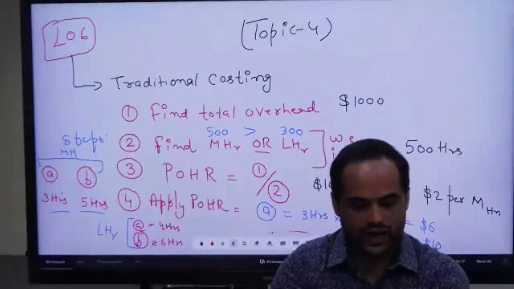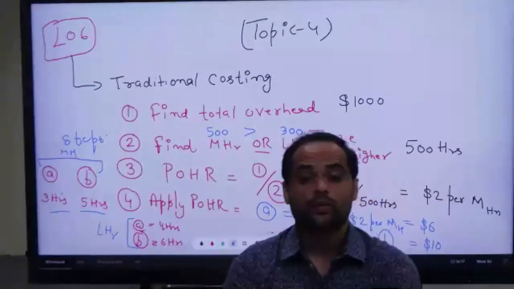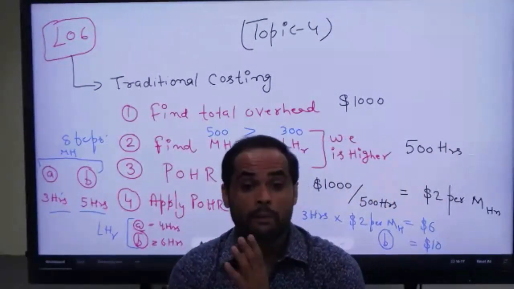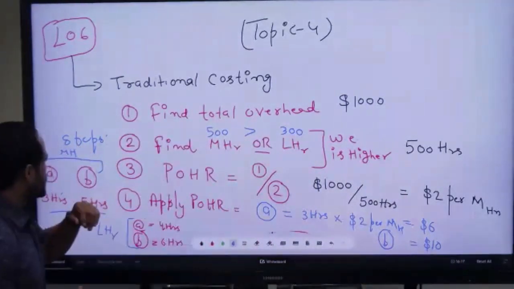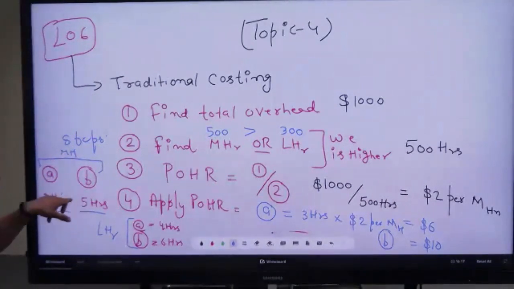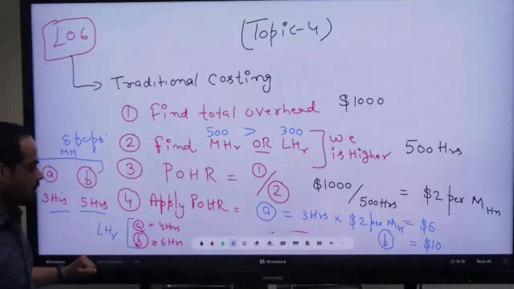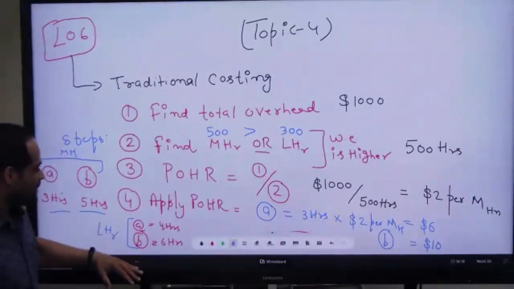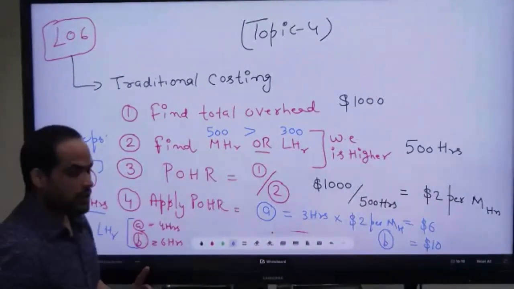So step 3, once we identify the predetermined overhead rates, we will apply these predetermined overhead rates. For example, in your question, two different pieces of information are given. One is about products A and B machine hours, which means we require 3 and 5 machine hours to produce products A and B. The other information is about labor hours. In order to produce products A and B, we require 4 and 6 labor hours, right?